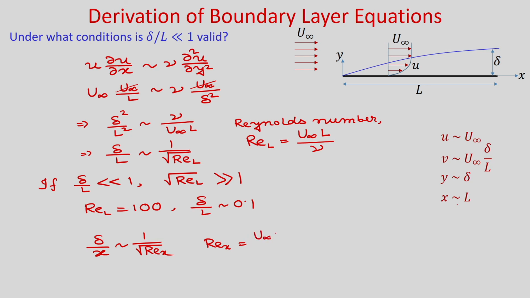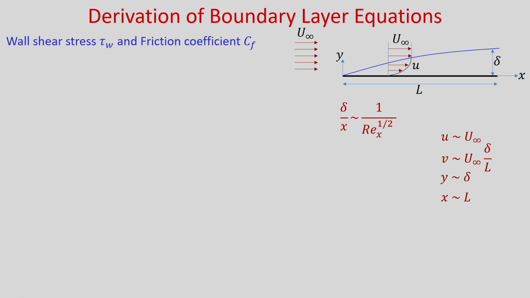So, u infinity x by nu. Okay. So, we can write delta by x is order of 1 by root Re_x. So, when we consider the fluid flow over a surface, then obviously we are interested to know what is the shear stress acting on the surface and what is the friction coefficient, which is the measure of non-dimensional shear stress. So, that we want to measure.